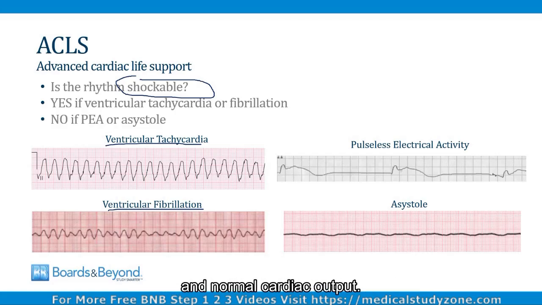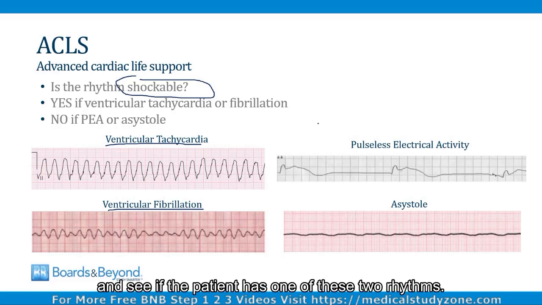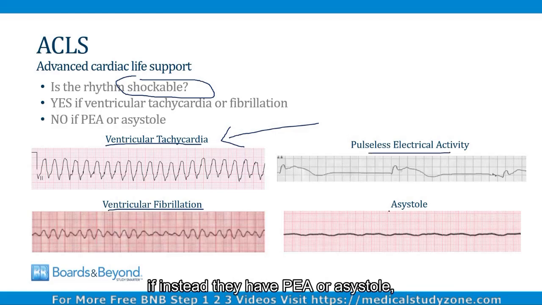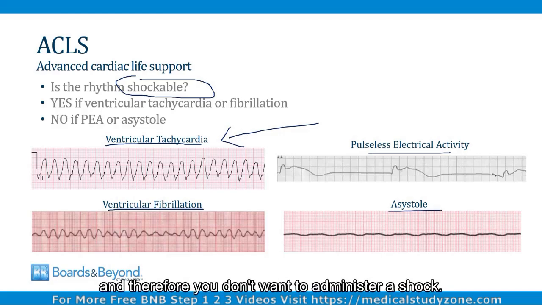That means you can deliver an electric shock to the chest of the patient and potentially restore normal sinus rhythm and normal cardiac output. And that's why one of the first things you want to do is apply a monitor and see if the patient has one of these two rhythms. If the patient does not have one of those two rhythms, if instead they have PEA or asystole, these rhythms are not shockable and therefore you don't want to administer a shock.